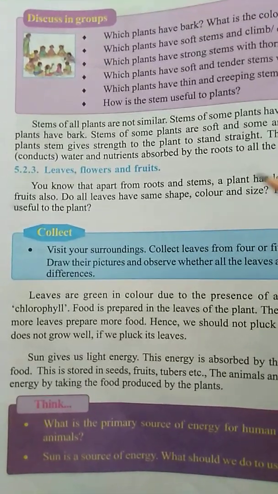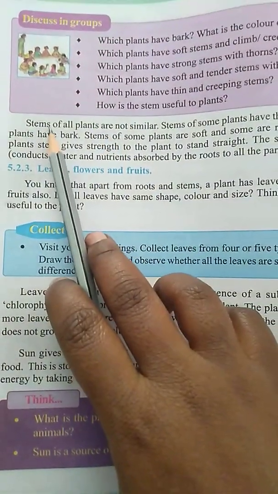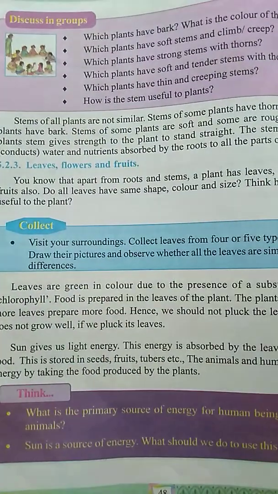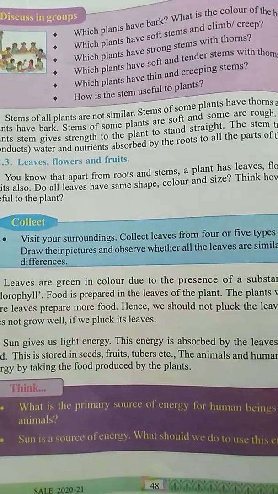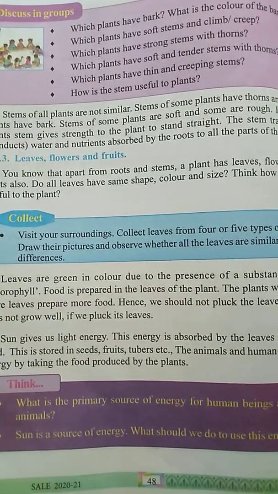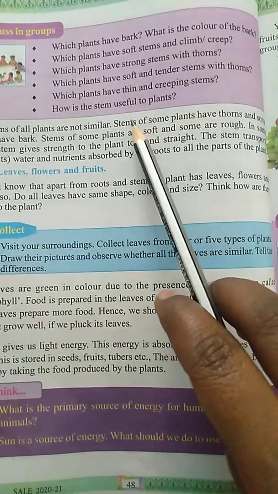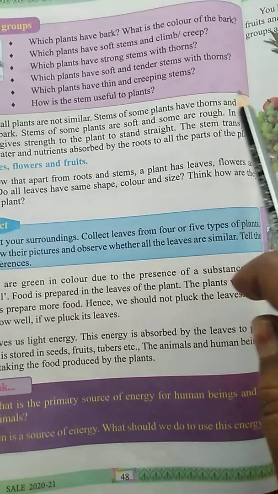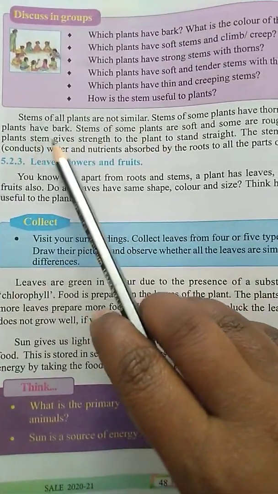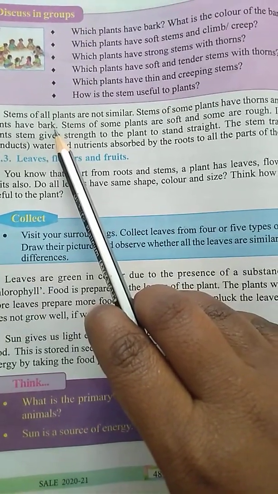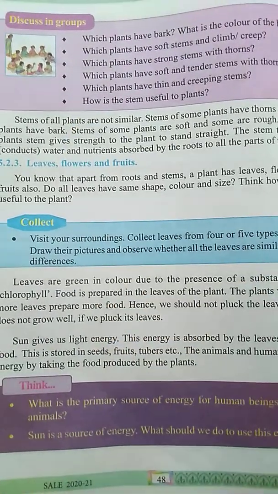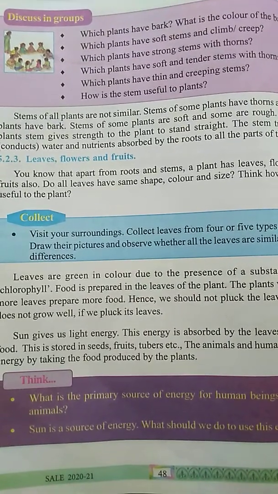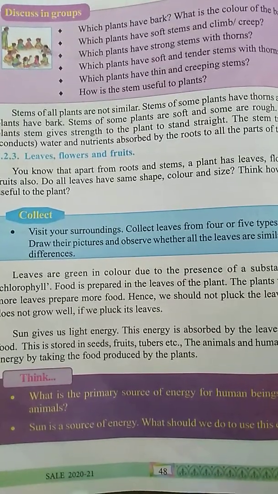So, after that observation, here we know that the stems of all the plants are not similar because some are very thin, some are very thick, some are very weak, some are very hard and soft. So, stems of some plants have thorns. Thorns means mundu. And some plants have bark. You know bark? The skin of the stem. When we pick it out, the dried ones which come in our hand, it is called bark. In Telugu it is called beradu.